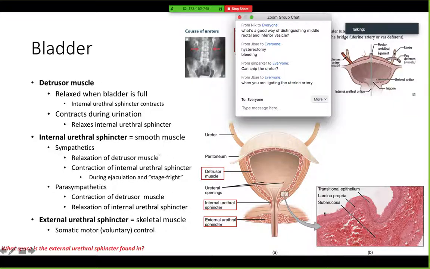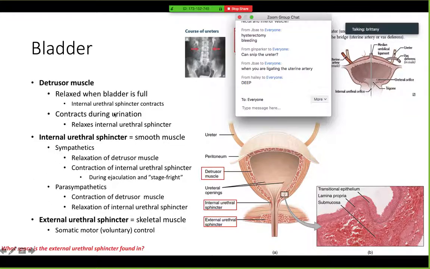So the muscle of your bladder is known as the detrusor muscle. And then you're also going to have an internal urethral sphincter and an external urethral sphincter. So what space, referring to the UG diaphragm, is the external urethral sphincter found in? Which space? Yes, the deep space.